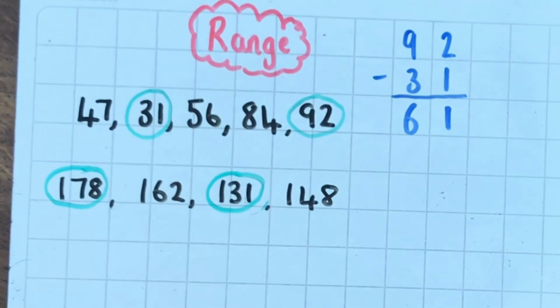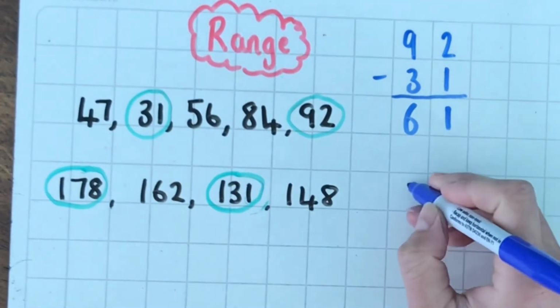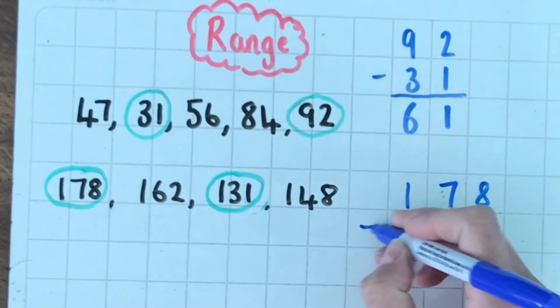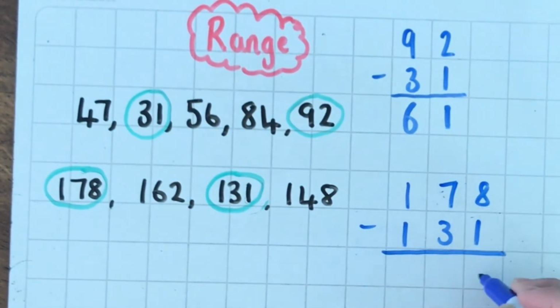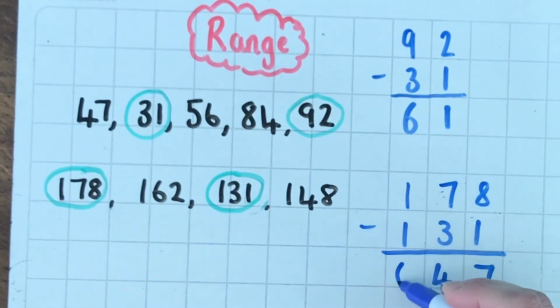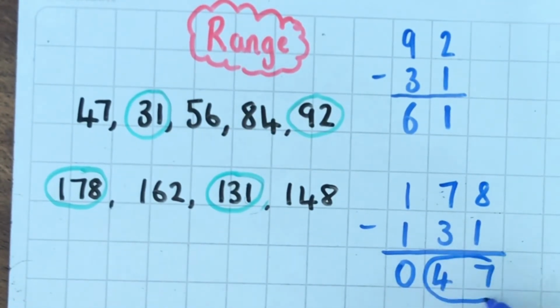Your second example of some of the larger numbers, your smallest is 131 and your largest is 178. So if you want to do your takeaway sum for that, 178 take away 131. Okay, 8 take away 1 is 7. 7 take away 3 is 4. 1 take away 1 is nothing. So your range is 47.